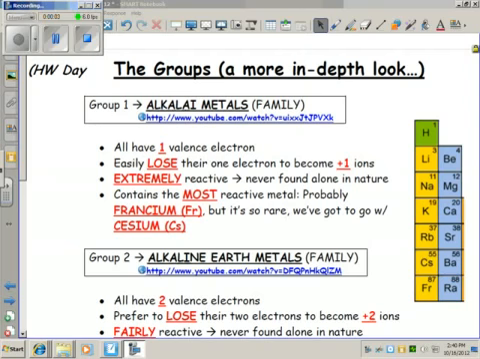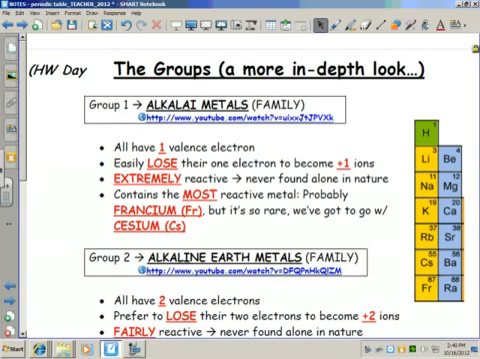Okay, so it's time to talk about the groups on the periodic table. And the first thing we want to recognize is that not every column on the periodic table is considered a group. The columns on the periodic table that are groups are 1, 2, 13, 14, 15, 16, 17, and 18.